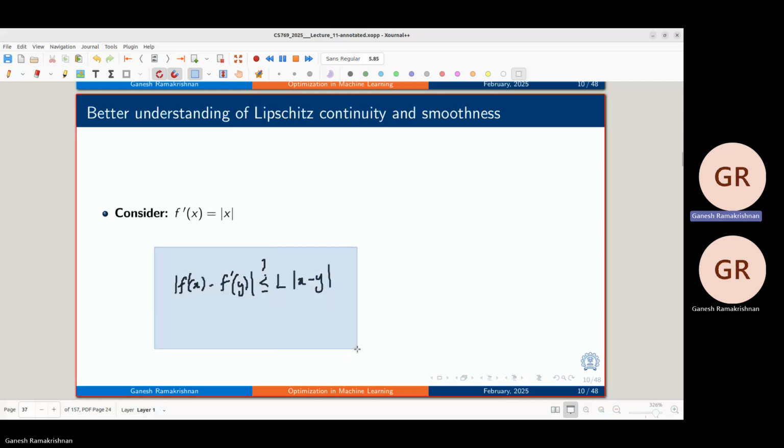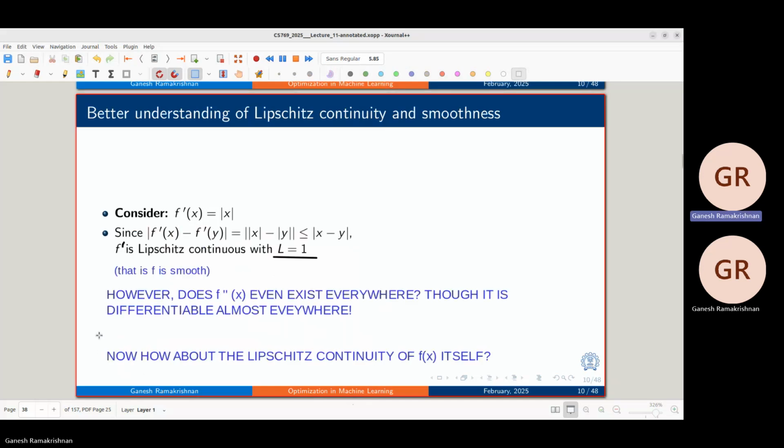So basically, it's akin to asking whether the difference at 2 points is less than or equal to x minus y times L. And is there some L? If you substitute for x here, absolute value x and absolute value y, obviously it is less than or equal to x minus y times L, right? By the triangle inequality. So f is smooth. Or I could just say f dash is Lipschitz continuous.